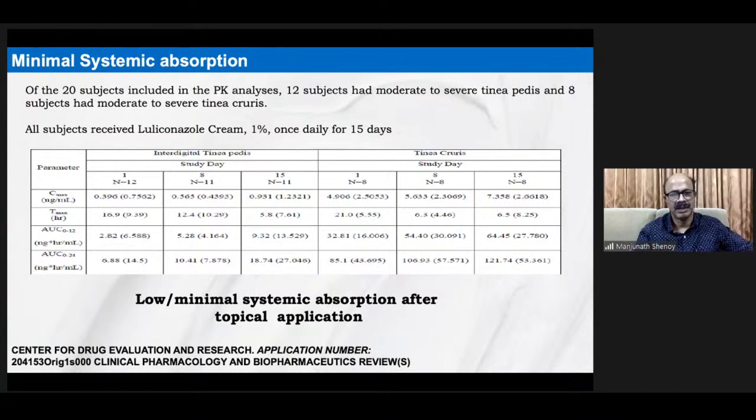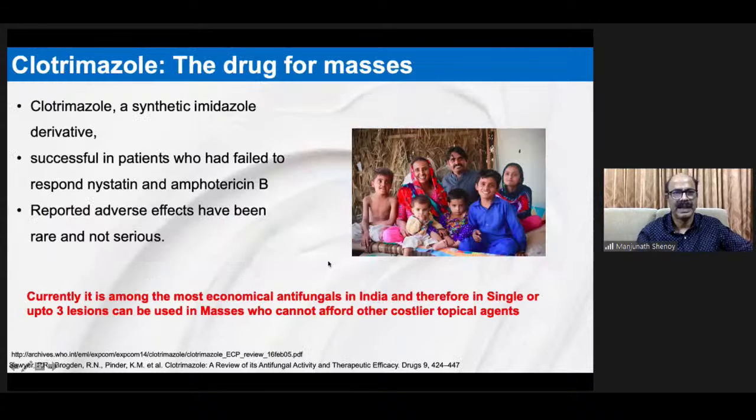Since it has a reservoir effect, once-a-day application is recommended, as I see here in this particular study, wherein PK analysis was done in 12 subjects. All subjects received liliconazole cream once daily for 15 days in the interdigital area. Low and minimal systemic absorption was detected, indicating safety as well.